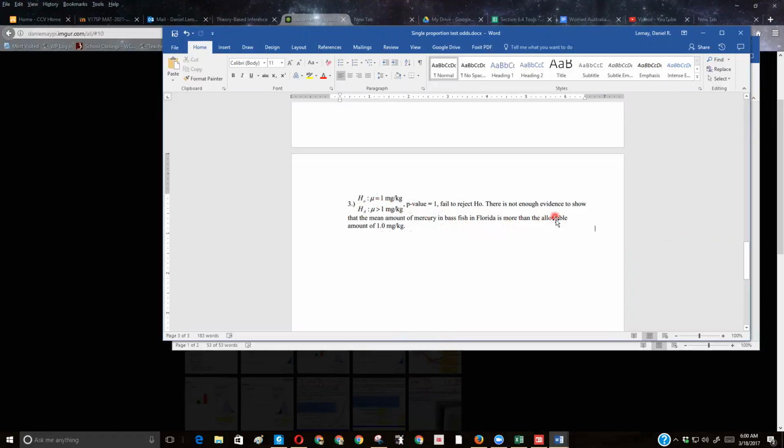They do not have more than the allowable amount. Maybe that'd be the better way to say that, that they don't have more than the allowable amount. Maybe not say that they're safe to eat. But that's the end result. That's what people would interpret it as.